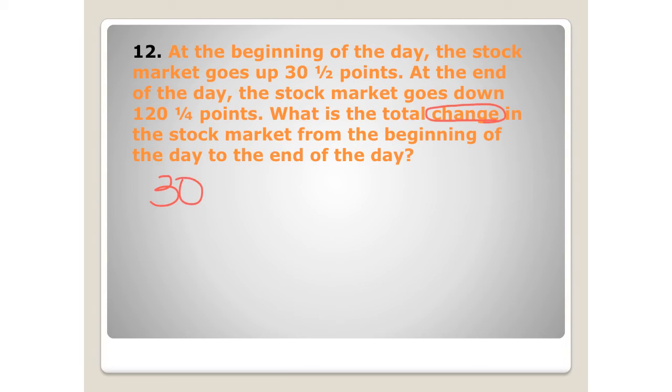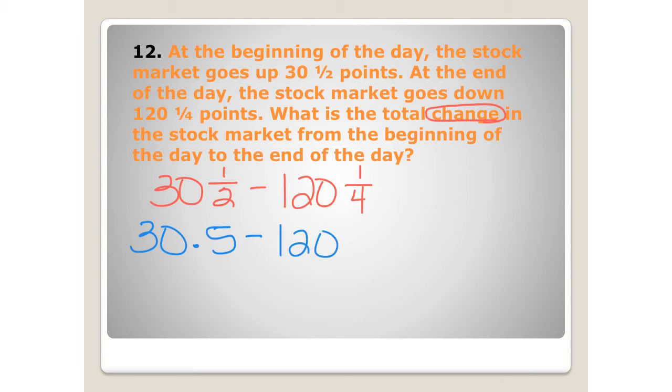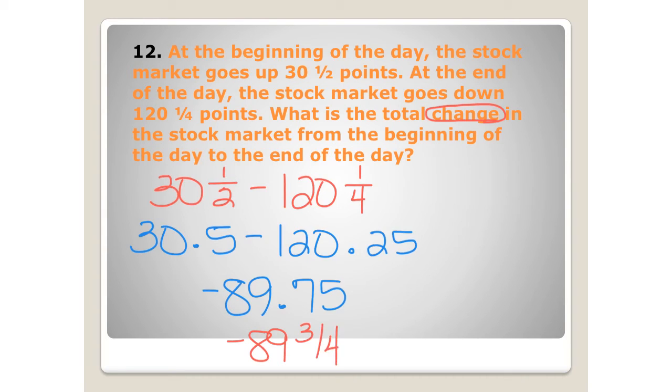So I have 30.5 minus 120.4. If you don't want to work with fractions, work with decimals. 30.5 minus 120.25. We come up with an answer of negative 89.75. Remember what I said at the beginning of the lesson, though. Be ready to give decimal and fraction answers. 0.75 is 3/4. So negative 89 3/4.